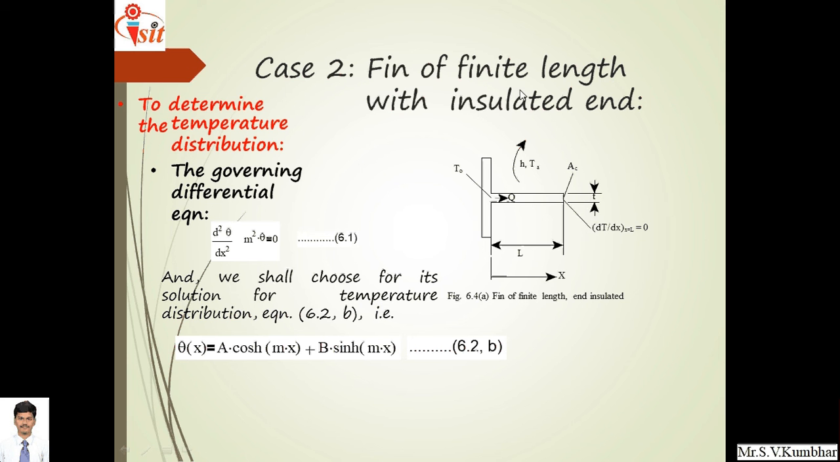Now consider a fin of finite length L with one end insulated. Its thickness is t. The governing differential equation is written as d2 theta upon dx square minus m square theta is equal to 0. This is equation 6.1. We have written this equation in the earlier derivation also. Now we will choose the solution for this, that is theta x is equal to A cos hyperbolic mx plus B sin hyperbolic mx. Now we will solve for A and B.